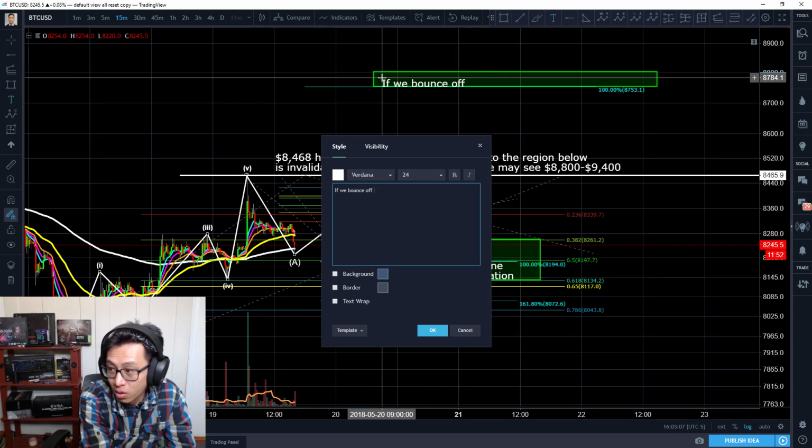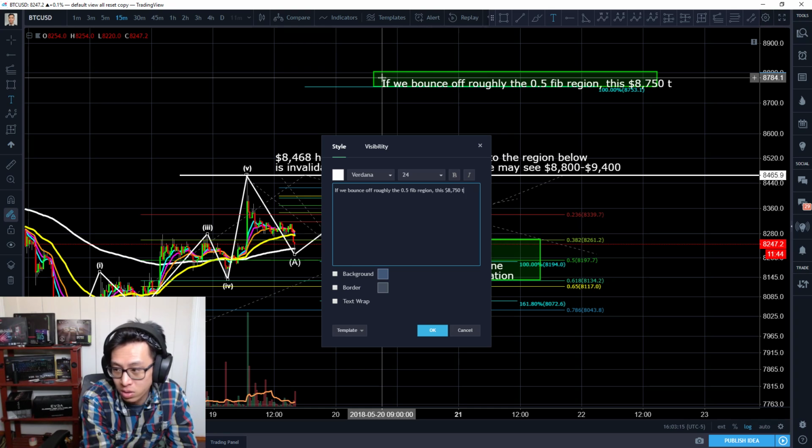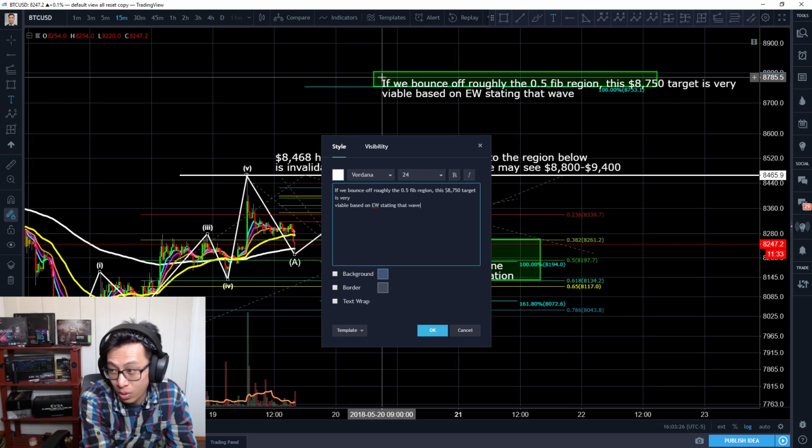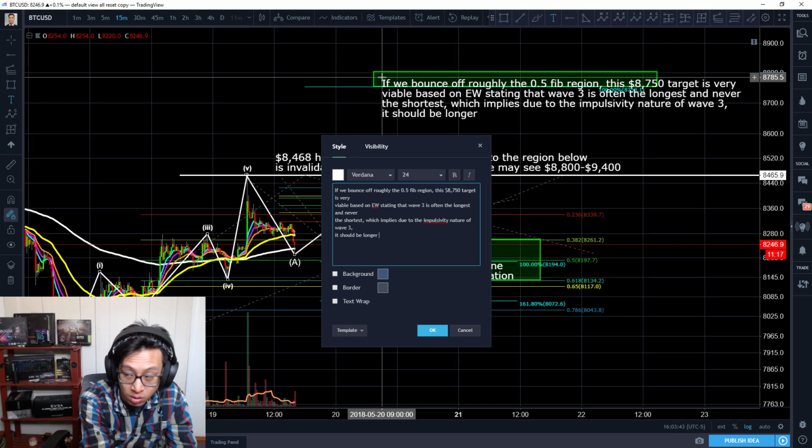We bounce off roughly the 0.5 fib region. This 8750, I'll say target is very viable based on EW stating that wave 3 is often the longest and never the shortest, which implies, due to the impulsivity nature of wave 3, it should be longer than wave 1 in a bullish market.